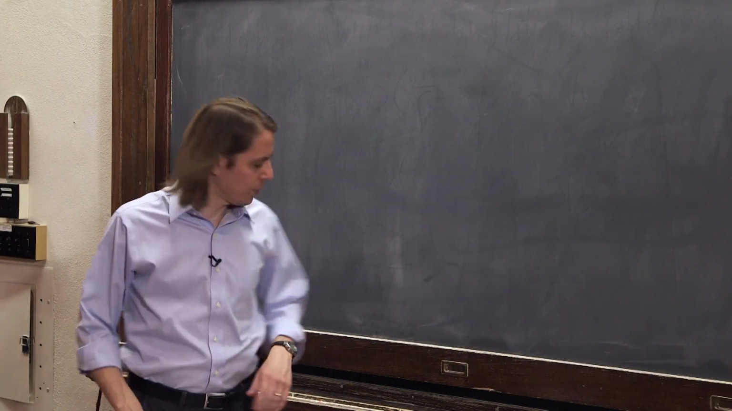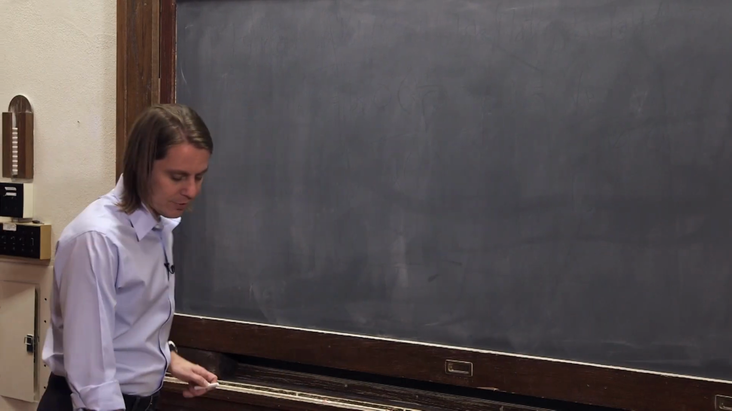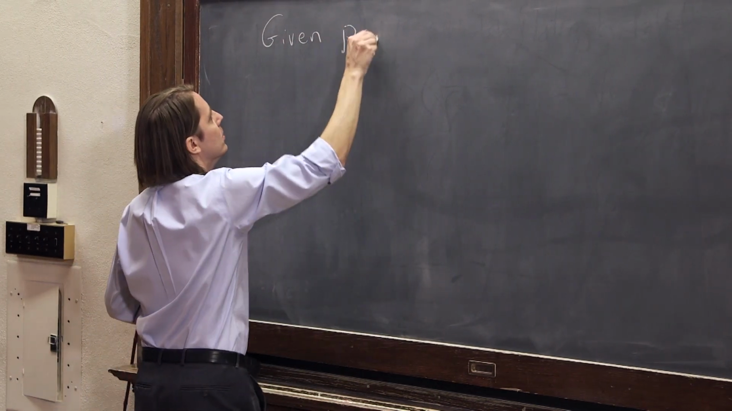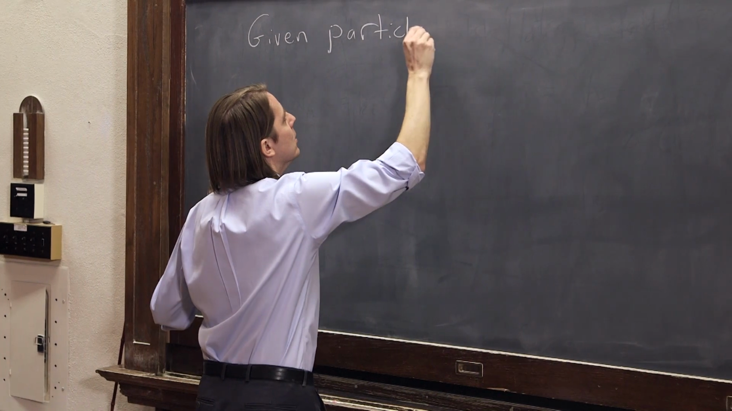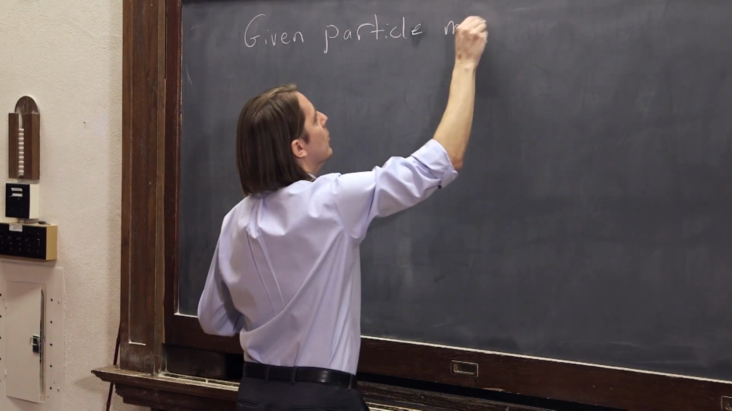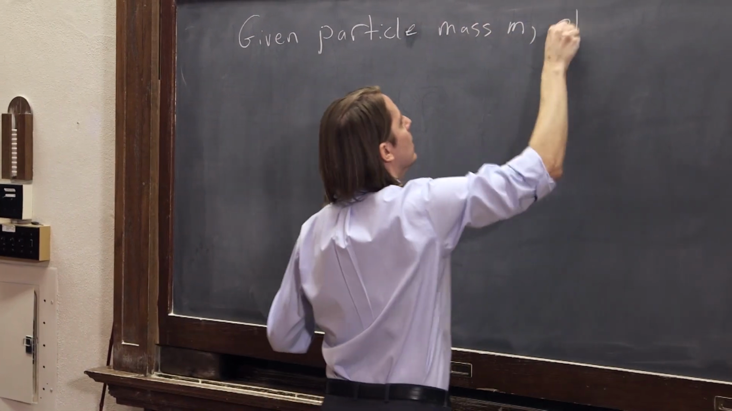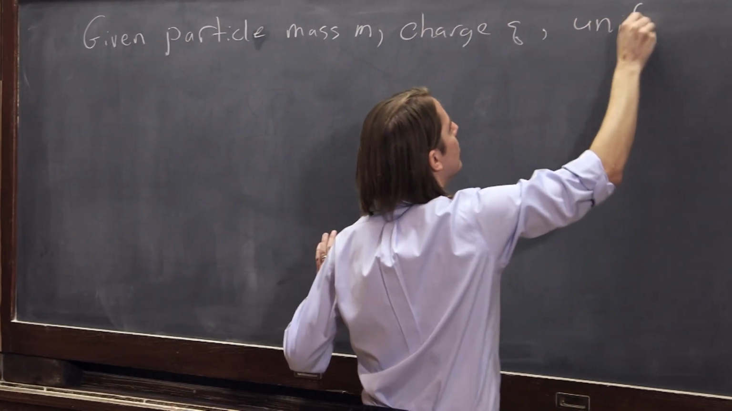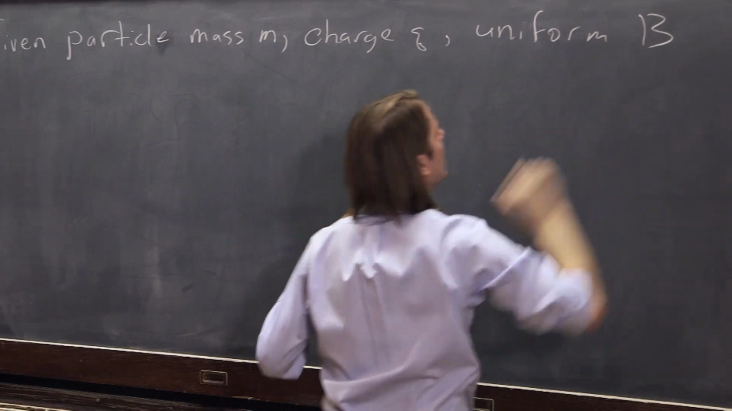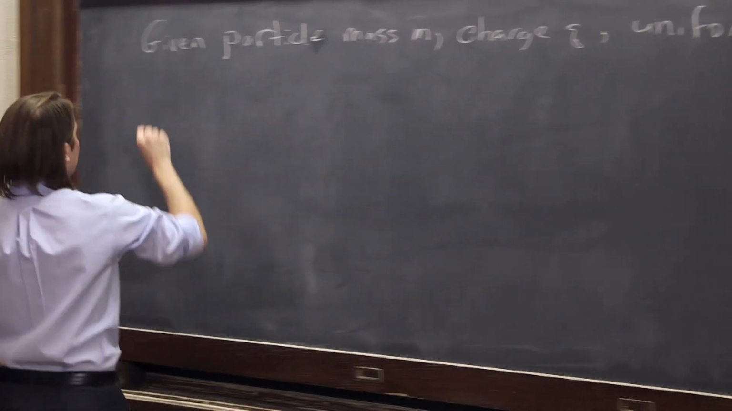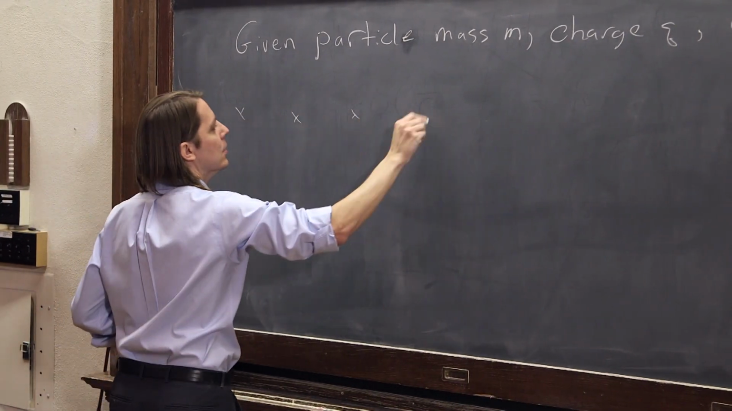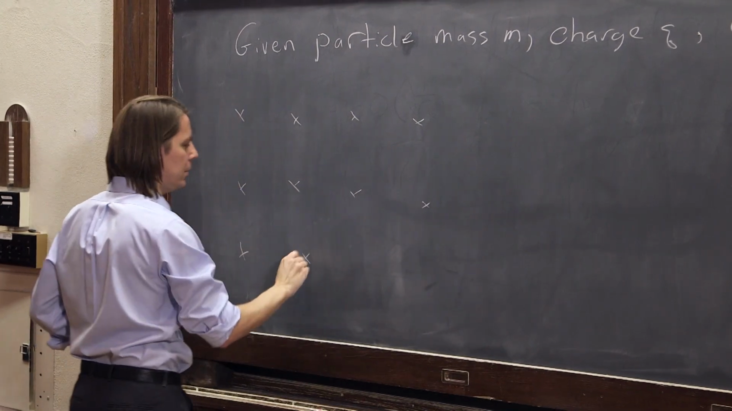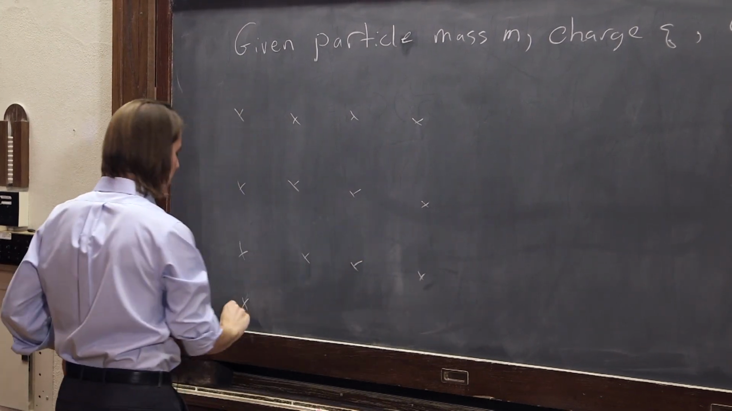Let's analyze this circular motion a little bit. Let's say we're given a particle of mass m, charge q, in a uniform B. So again, let's put it in a uniform B that looks like this. They're fun to draw.